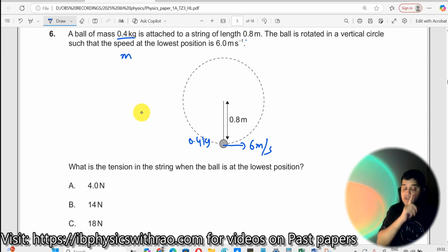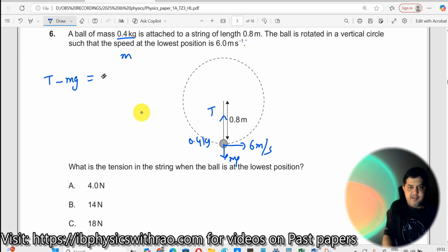So what we need to do? It is something related to force here, right? So therefore tension is acting here, then mg is acting here, right? So let us draw the free body diagram. What does the free body diagram tell you? It tells you T minus mg is equal to mv square by r.